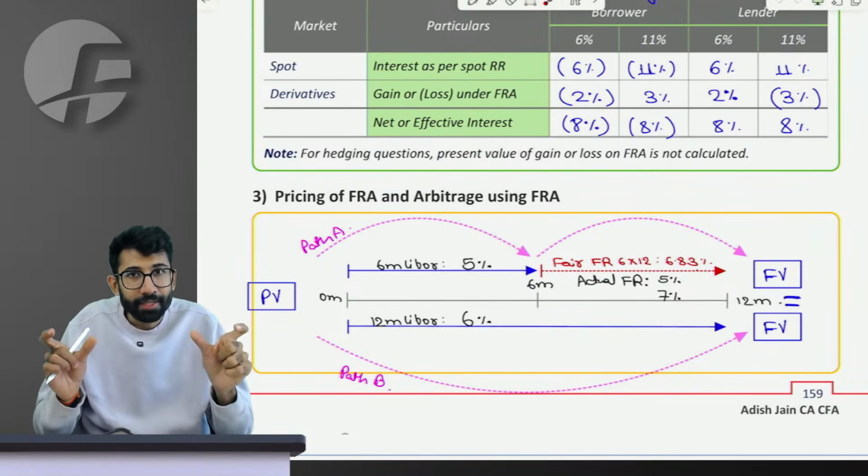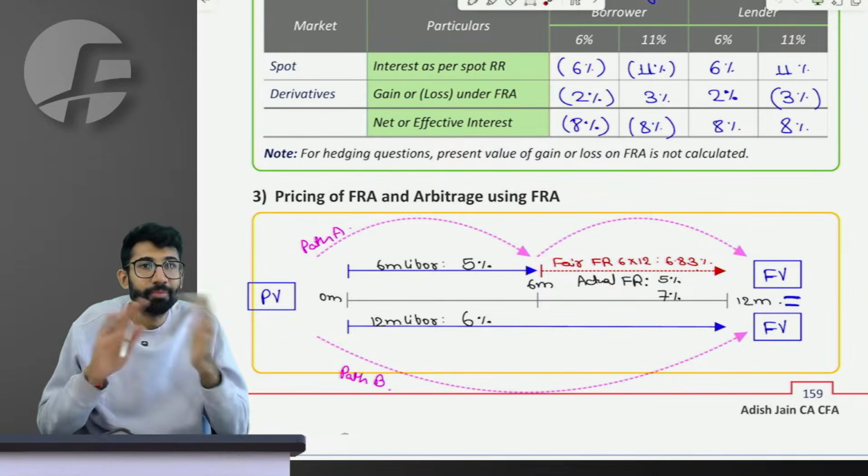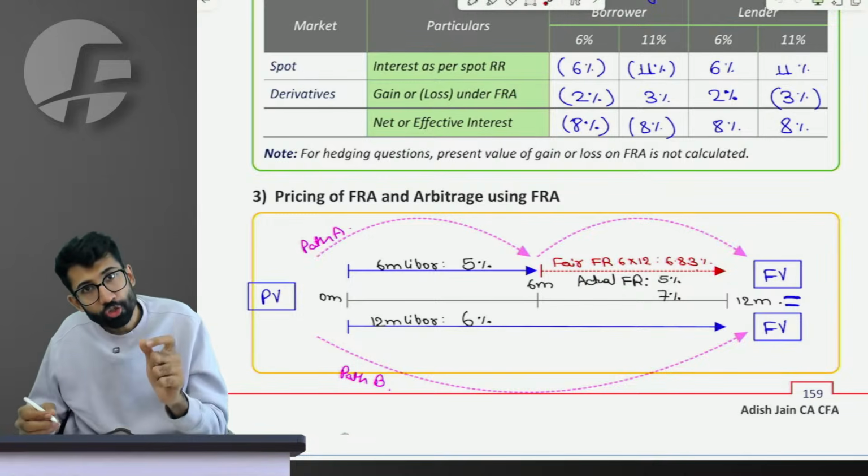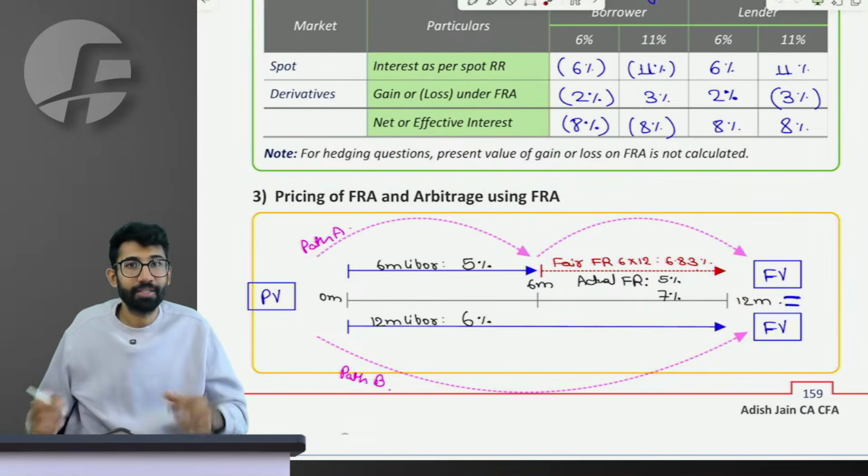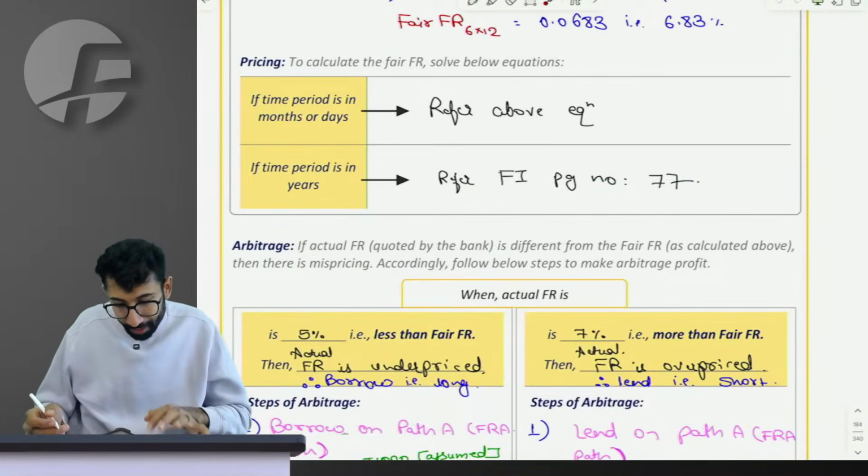Due to mispricing, you take a position in the derivative of buying, selling, borrowing, lending. The intention is to make a profit out of that mispricing. It is called arbitrage. People, how do you do arbitrage?